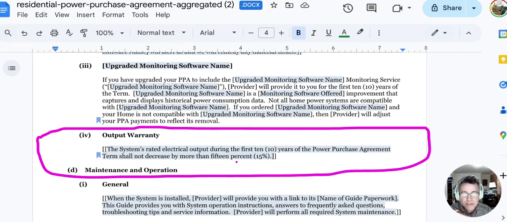And why is that? So cars don't last forever, houses don't last forever, solar panels don't last forever, and they degrade over time. And the first 10 years, you should expect to be getting still about 85% of what you were getting when it was installed, which should be what it was rated for. And that will decrease over time, but it shouldn't decrease by more than 15%. And if it does, you can claim on the warranty and have them fix it or give you a credit.